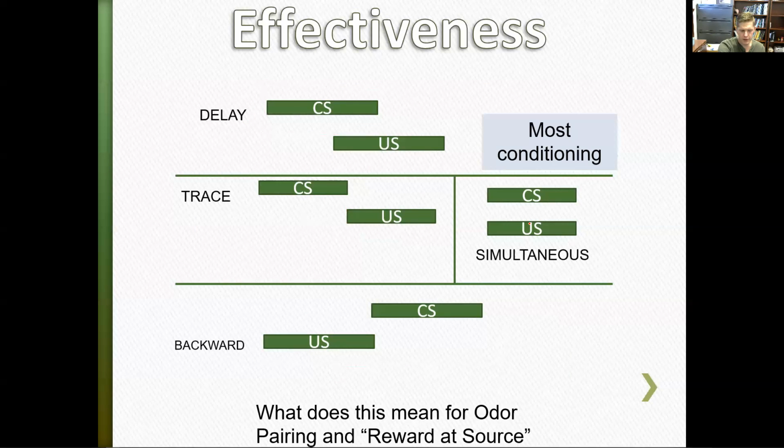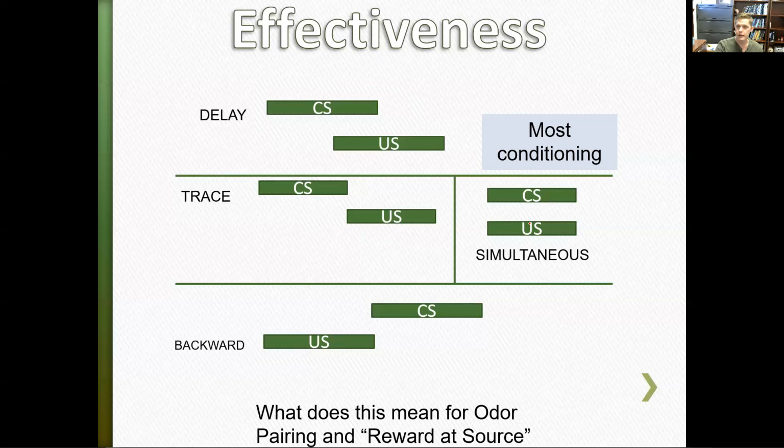So this brings up another question. For those of you who have participated or played around with training dogs for scent work or nose work, perhaps a lot of you know about this concept that trainers talk about all the time, which is rewarding at source. In other words, making sure that the food comes from the location that the odor is coming from.